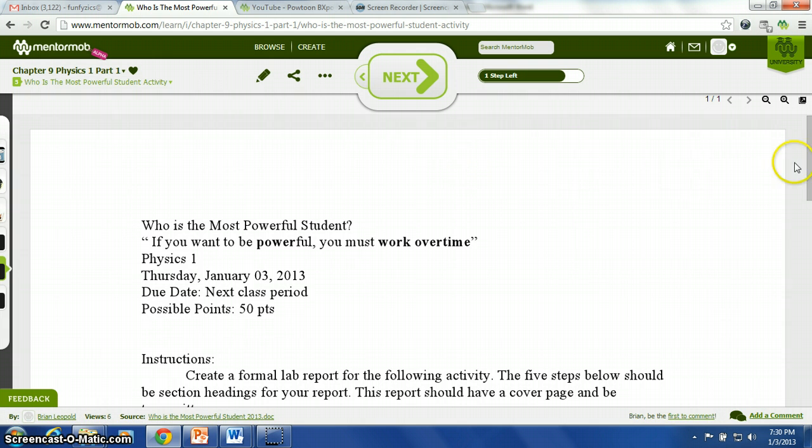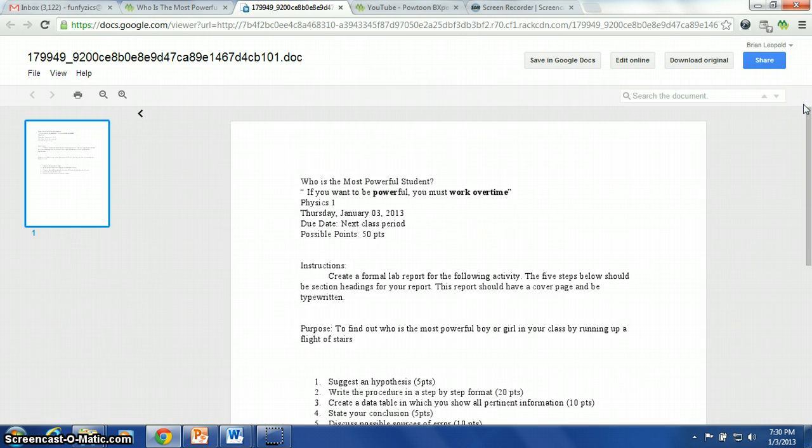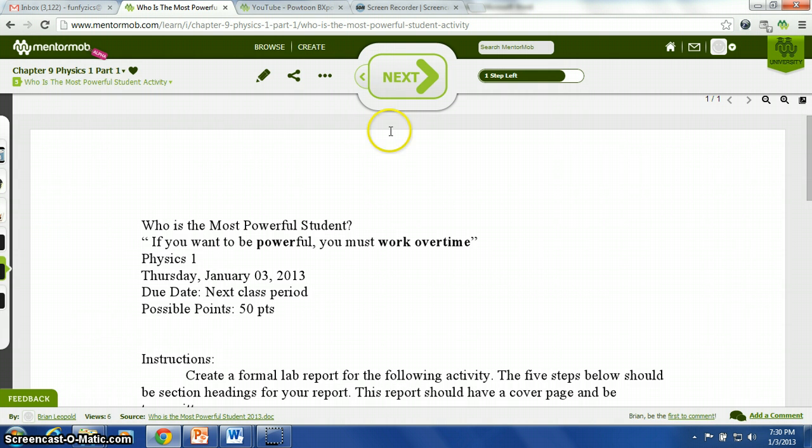There is the lab. Down here we can download it if we want, or I can go here and open this in a new window. It opens it in Google, and I can go to File, Print if I want to do it that way. Okay? That's the activity we're going to be doing.